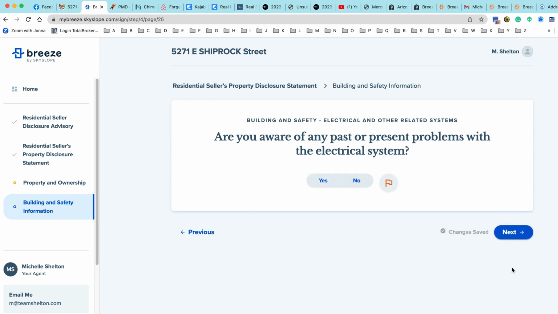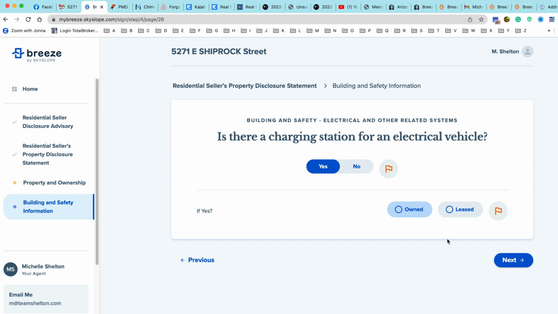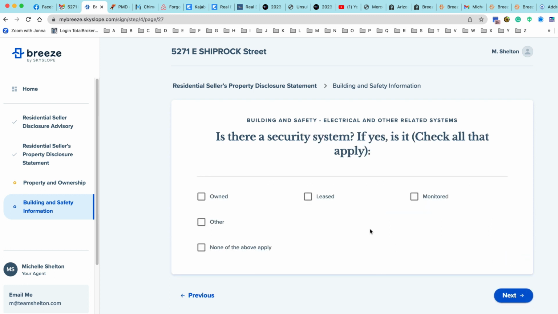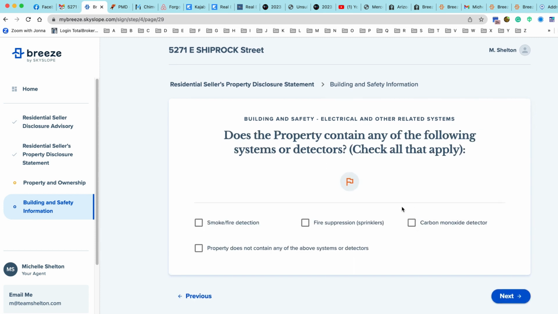Don't know of the wiring. Are you aware of any past or present problems with the electrical system? Is there a charging station? Yes. Owned. I didn't know you could lease those. Is there a security system? No. Are you aware of any past or present problems with the security system? No, there isn't one. It seems like if you say no, it should skip those.